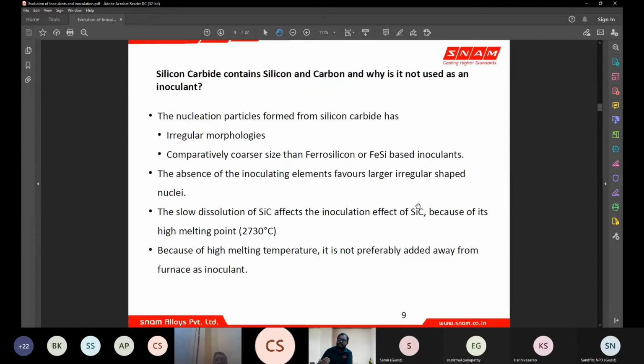inoculants in modern days are being used at finer levels at the late stage inoculation, the second stage, third stage inoculant, and inside the mold inoculation is being practiced today in modern foundries. In such cases, silicon carbide might not be as effective in the finer size, as well as at a later stage, silicon carbide might not support better nucleation.